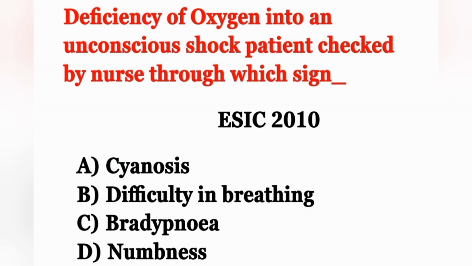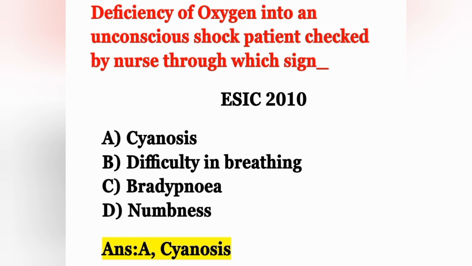The next question, deficiency of oxygen in an unconscious shock patient is checked by the nurse through which sign? Options: option A, cyanosis, option B, difficulty in breathing, option C, bradypnea, option D, numbness. Question, oxygen deficiency of an unconscious patient can be checked by using cyanosis. Option A is the correct answer.